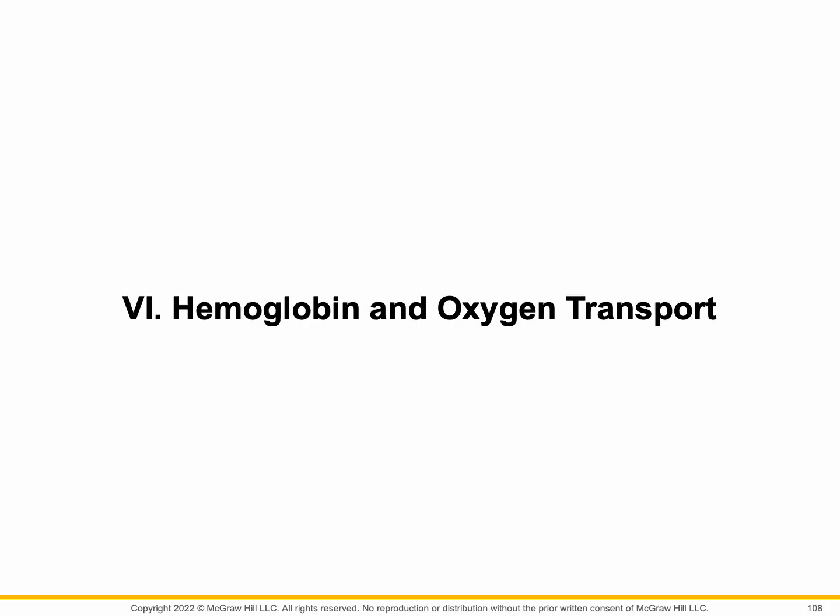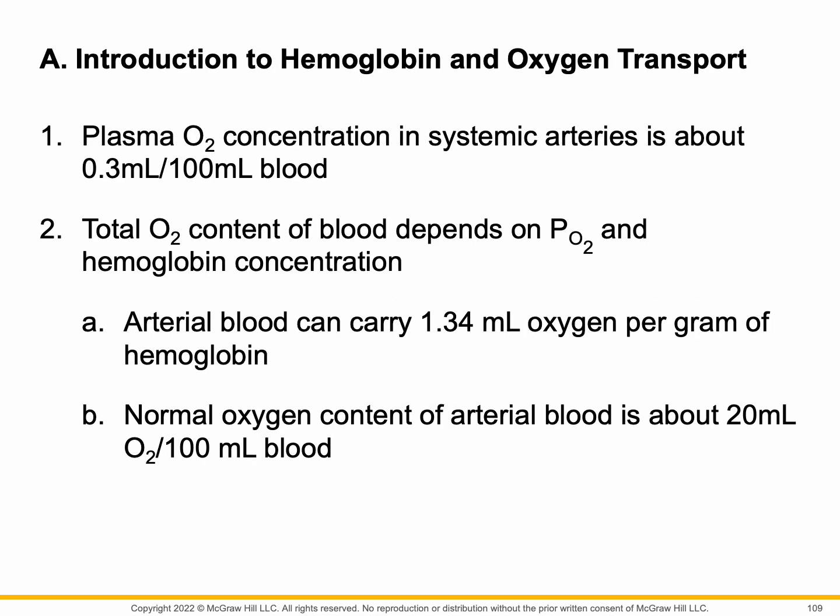Moving on to hemoglobin and the transport of oxygen. Plasma oxygen concentration in systemic arteries is about 0.3 milliliters per 100 milliliters of blood, and the total oxygen content of blood depends on the partial pressure of oxygen and hemoglobin concentration. Arterial blood can carry 1.34 milliliters of oxygen per gram of hemoglobin, and the normal oxygen content of arterial blood is about 20 milliliters of oxygen per 100 milliliters of blood.